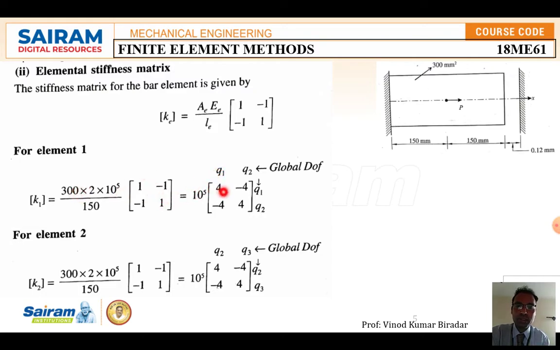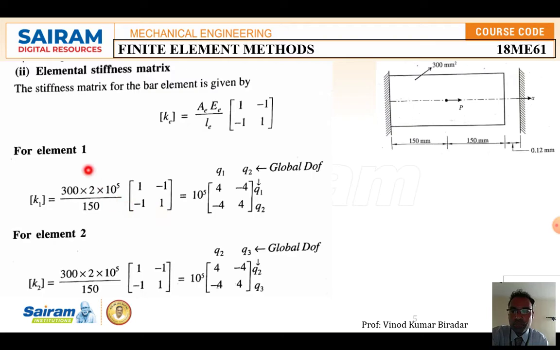Multiplying by 4 gives [4 -4; -4 4], with Q1 Q2 and 1 2, which are called the node numbers. Since it considers only one element, node numbers 1 and 2 are present, so take 1 2, 1 2. For element 2 it is the same: A2 E2 by L2. If you substitute all the values, you are going to get 10 to the power of 5 [4 -4; -4 4].